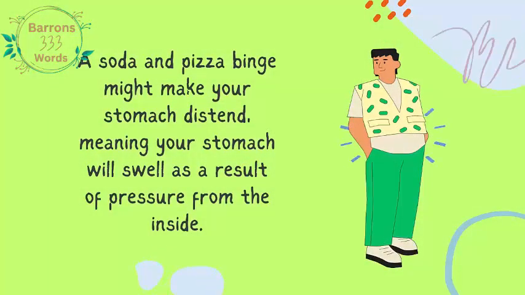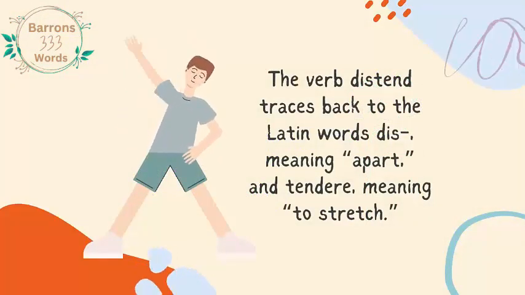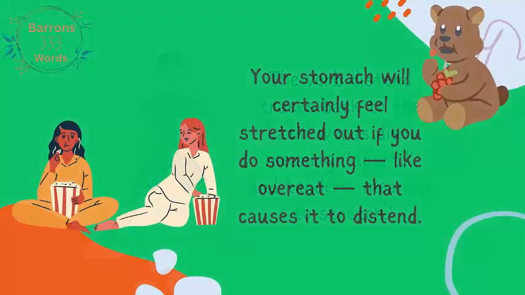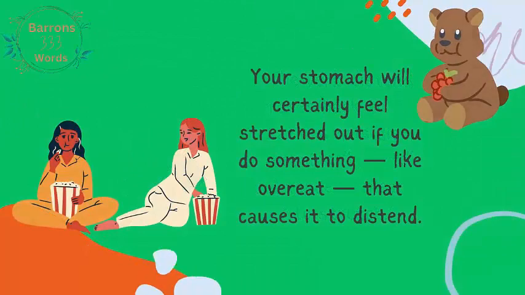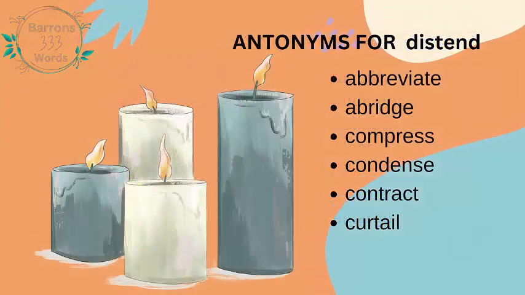Distend. A soda and pizza binge might make your stomach distend, meaning your stomach will swell as a result of pressure from the inside. The verb distend traces back to the Latin words dis, meaning apart, and tender, meaning to stretch. Your stomach will certainly feel stretched out if you do something, like overeat, that causes it to distend. Synonym. Amplify, augment, balloon, blot, dilate, distort, enlarge. Antonym. Abbreviate, abridge, compress, condense, contract, curtail.